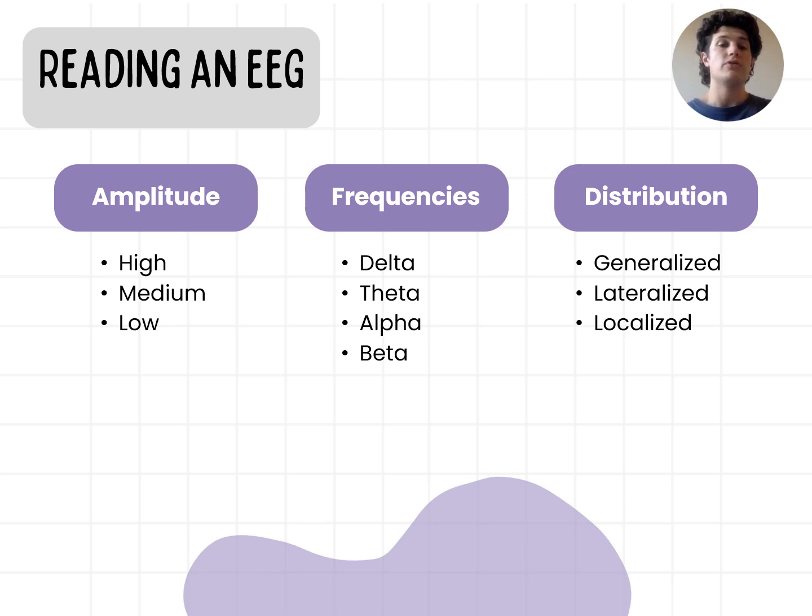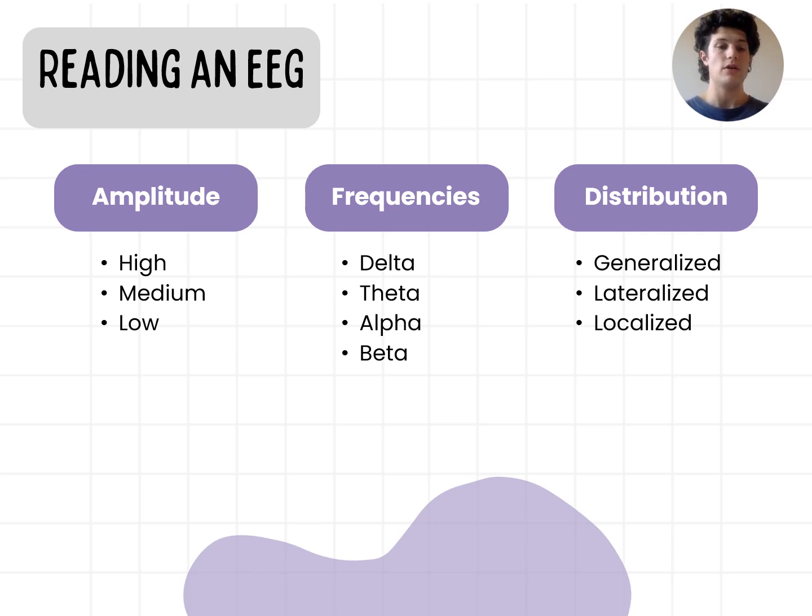Frequencies are some of the most important criteria in determining abnormal EEGs, and the common types of frequencies that are seen in EEGs are delta waves, theta waves, alpha waves, and beta waves. Delta waves have frequencies between 0 and 4 hertz, and they're present when a patient is in stage 3 and stage 4 of sleep, also known as deep sleep. Theta waves are between 4 and 8 hertz, and they are also present when a patient is asleep, but they're also predominant when someone is experiencing drowsiness.